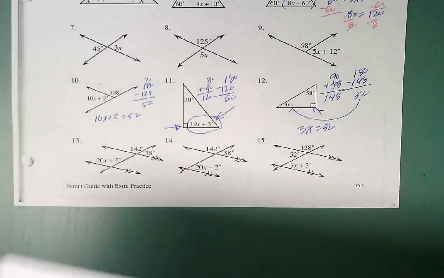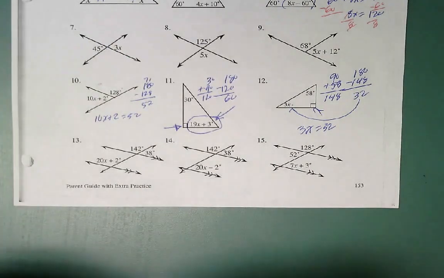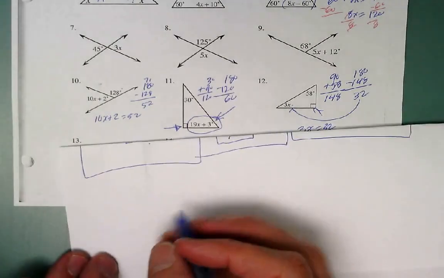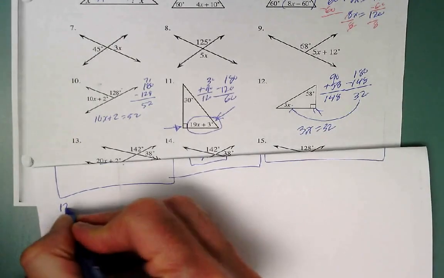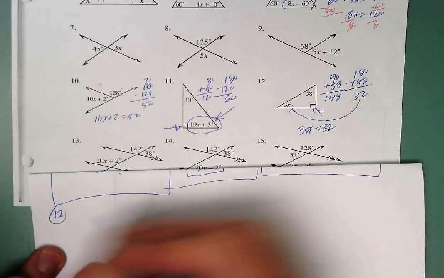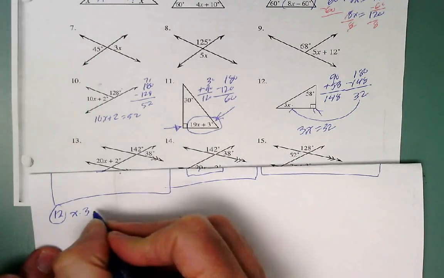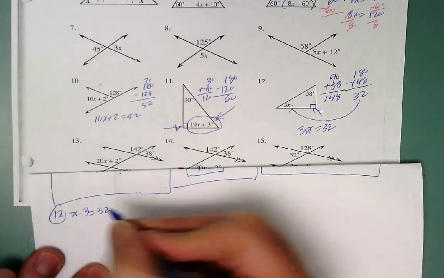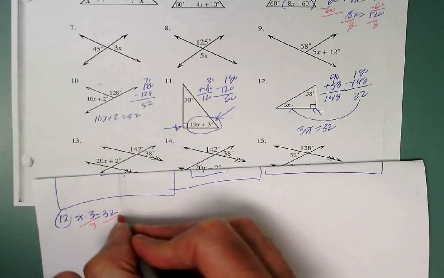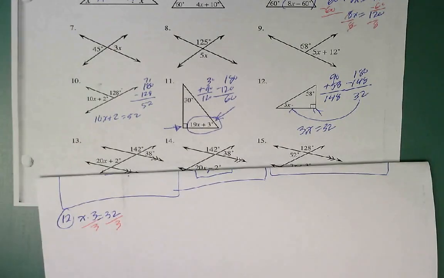Let's go to number 12 on our work page. And we're saying 3x, or x times 3, equals 32. How do I get rid of that times 3? With a divided by 3. If I do it to one side, do it to the other. Okay? So here I'm saying x equals 32 divided by 3.